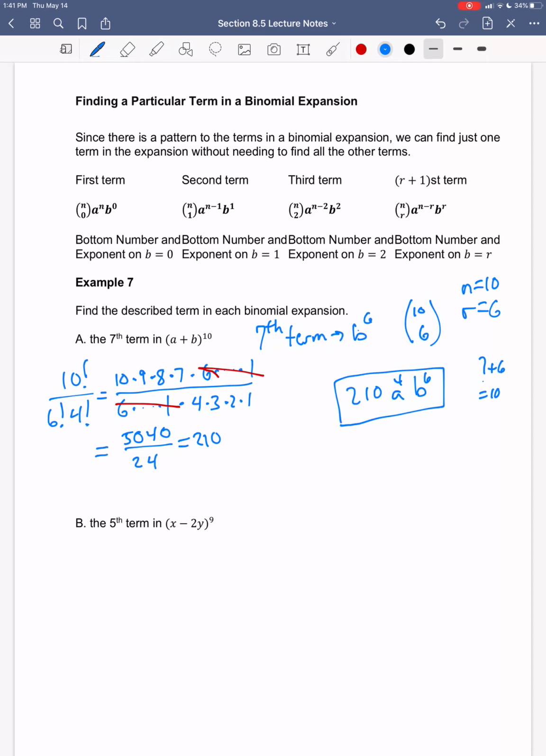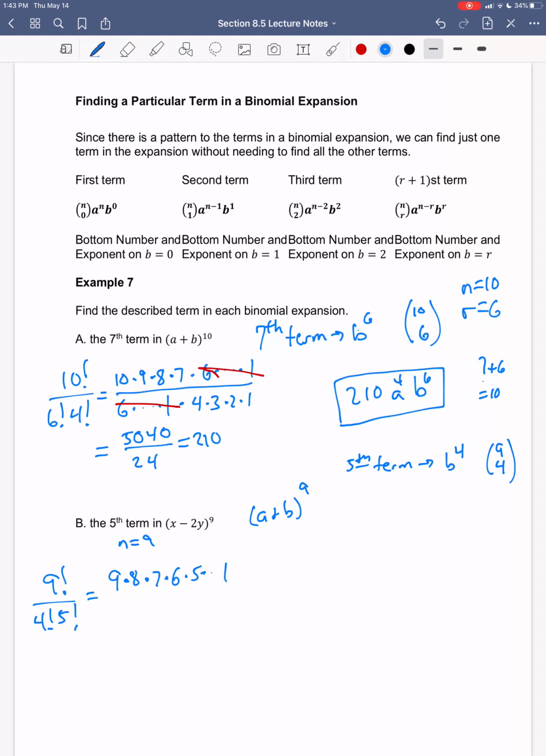So here, fifth term in x minus 2y to the 9th. Again, I don't think of that. I just think of a plus b to the 9th. And I want the fifth term. So if I want the fifth term, that means I want b to the 4th. My n here is 9, so that means I'm going to need 9 choose 4. So I'm going to have 9 factorial over 4 factorial times 5 factorial. 9 times 8 times 7 times 6, times 5.